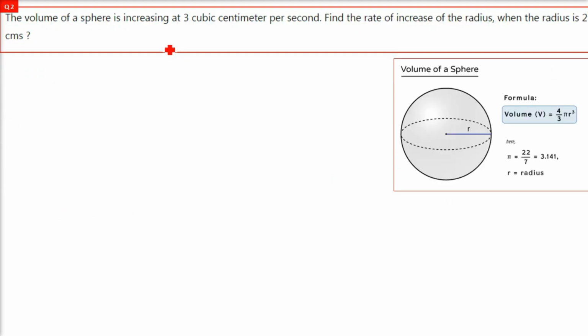The volume of a sphere is increasing at 3 cubic centimeter per second. So this is the volume V, and it is increasing, so it will be positive. And since we have cubic centimeters per second, it is dV by dt. This is 3 centimeter cube per second. Find the rate of increase of the radius. So dr by dt is what we are going to compute, and it is increasing, when the radius is 2, so r is equal to 2.